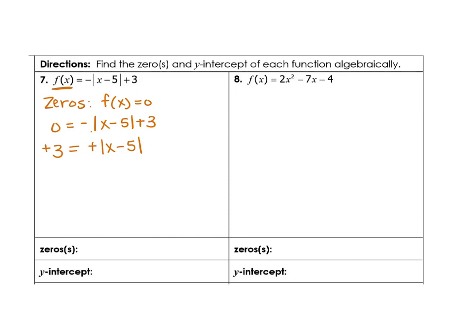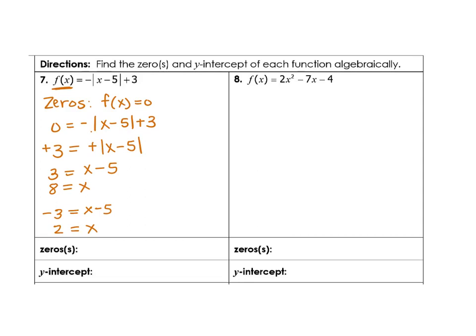And so we set this up into two cases. The first case, we just have 3 equals x minus 5. And then our second case is where we change our sign: -3 equals x minus 5. And now we need to solve those. If we add 5 over, we have 8 equals x. And then on this other side, we're going to have 2 equals x.